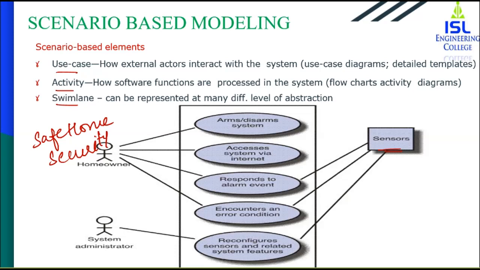The next is the activity diagram. Now this activity diagram is similar to flowchart diagrams. And the next is the swim lane diagram. The swim lane diagram is similar to the activity diagram, but you're giving some more level of detail. Level of abstraction is your level of detail.